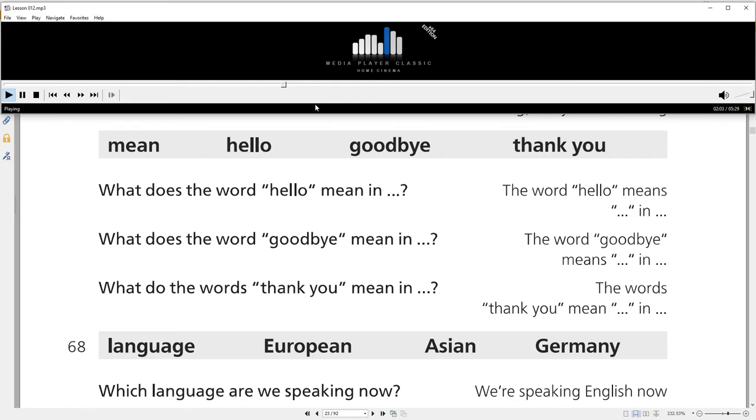What do the words thank you mean in Vietnamese? The words thank you mean cảm ơn in Vietnamese.